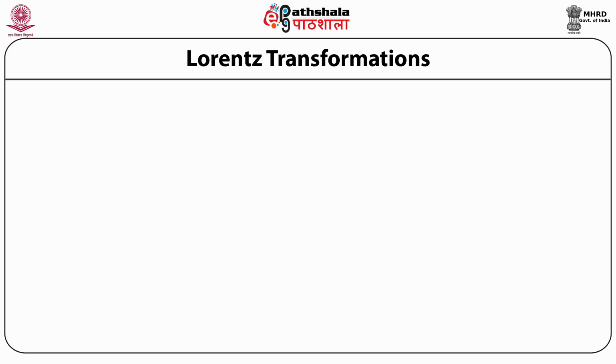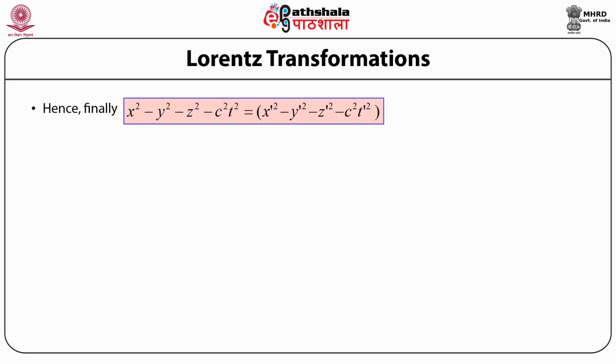Lorentz transformations. So from the above equations, taking the value of lambda equal to 1, one can finally conclude that x square minus y square minus z square minus c square times t square is equal to x prime square minus y prime square minus z prime square minus c square times t prime square.